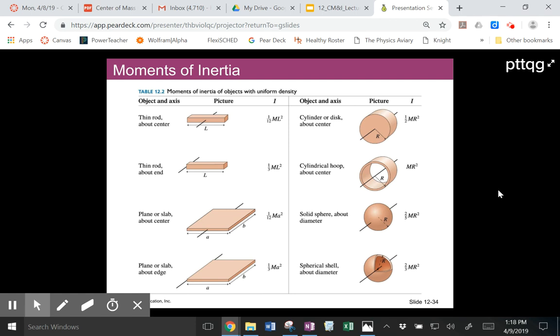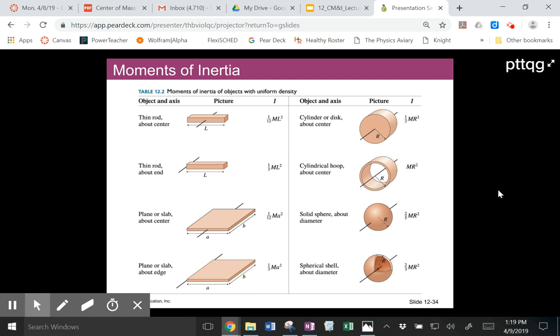Spherical shell about its diameter, that's 2/3 mr squared. Cylindrical hoop about its center is the biggest moment of inertia. This is like the most energy stored in rotation of any shape you can get, is when you pack the mass as far as possible from the axis of rotation. So mr squared. The disc, the wooden disc there, that would be half as much. That would be half mr squared.